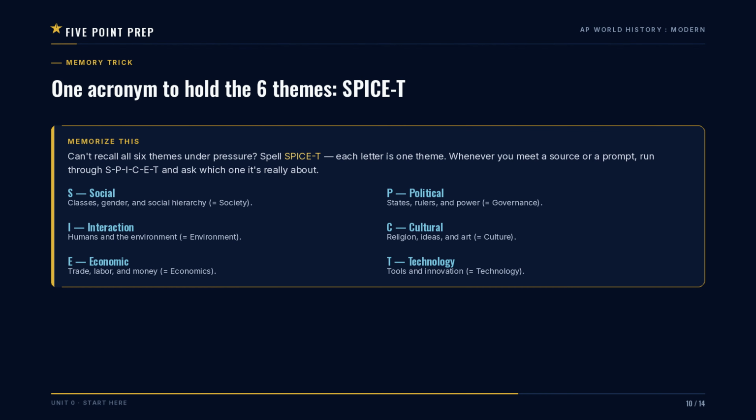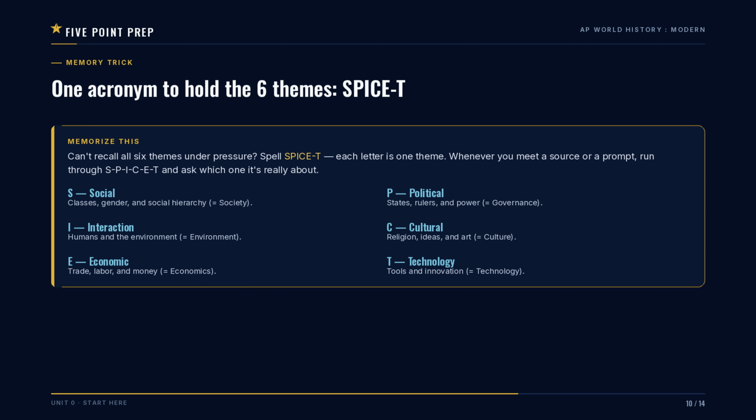Here is your first memory trick, and it is the one that carries through the entire course. Under exam pressure, students blank on the 6 themes. So don't memorize 6 labels, memorize 1 word. Spicy. S is social: classes, gender, hierarchy. P is political: states, rulers, power. I is interaction: humans and the environment.